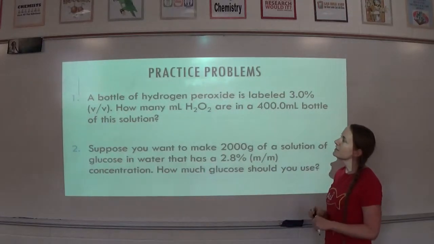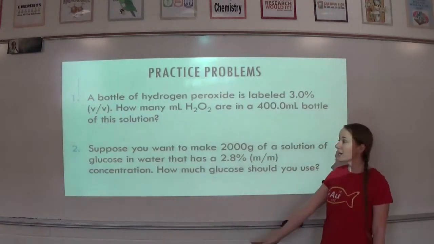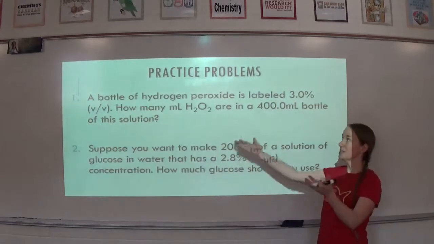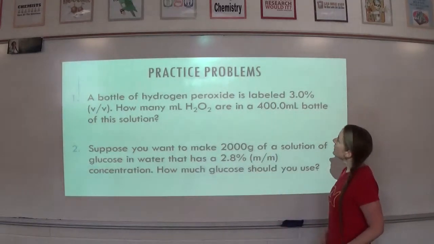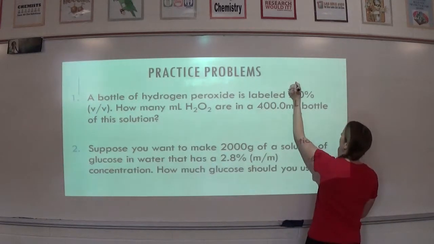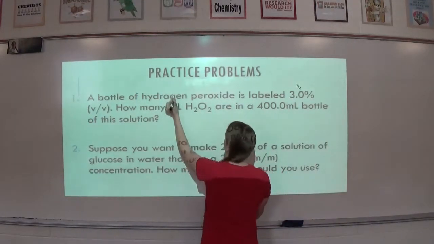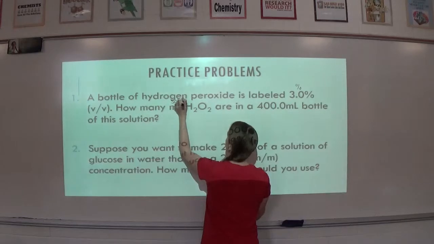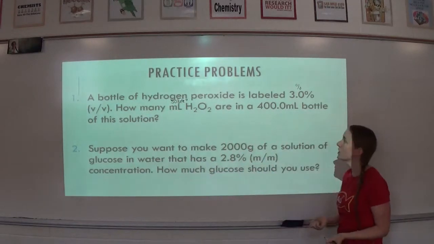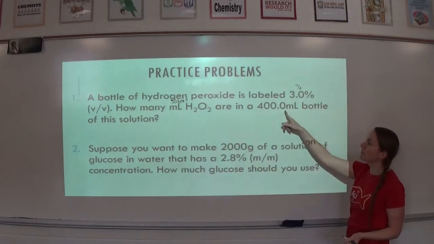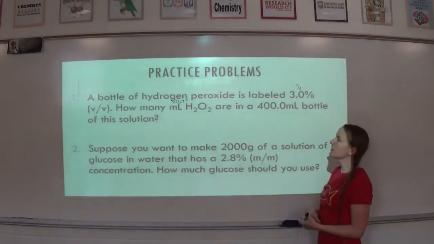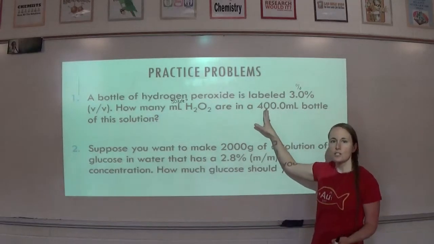All right, so y'all pause real quick, try this, and then check your answers. So let's go over it. A bottle of hydrogen peroxide is labeled as 3%, so they gave me the percentage this time. How many milliliters of hydrogen peroxide are in a 400 milliliter bottle of this solution? So this time I'm actually looking for the solute instead of the percentage. Now you may think, well, how do I know this is solution or solute?